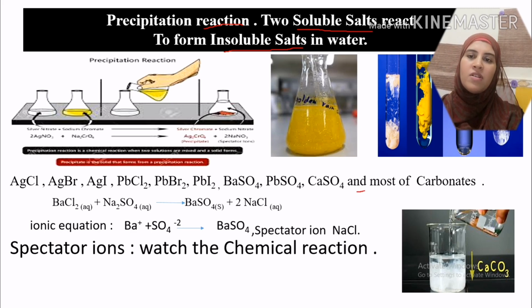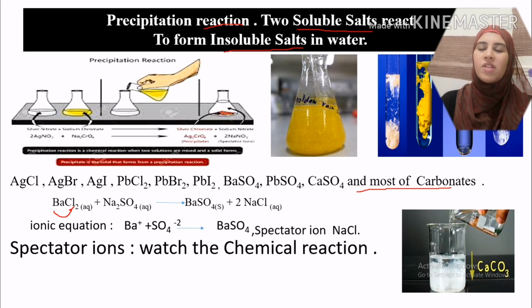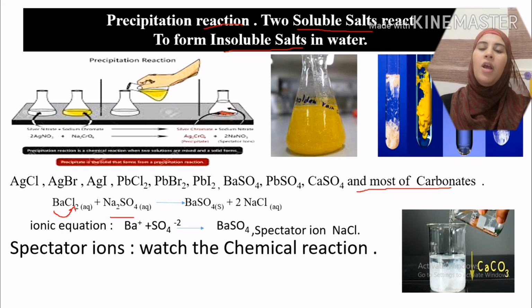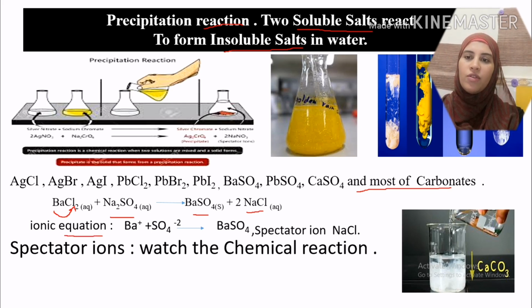In this reaction, we will start to react two salts which are soluble in water like barium chloride. Barium chloride, we will react it with sodium sulfate. They are soluble in water to form barium sulfate plus sodium chloride. In this equation, we can write the ionic equation, half ionic equation, for forming barium sulfate. Barium sulfate is our precipitate. It is the solid form. We will react barium Ba2+ with sulfate SO4 2- to form barium sulfate.